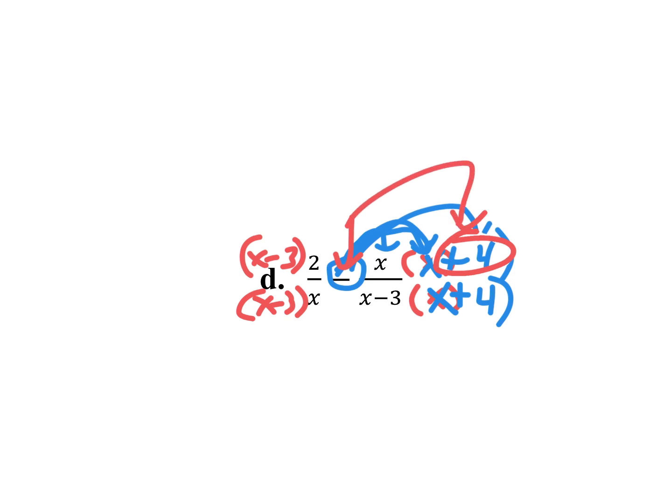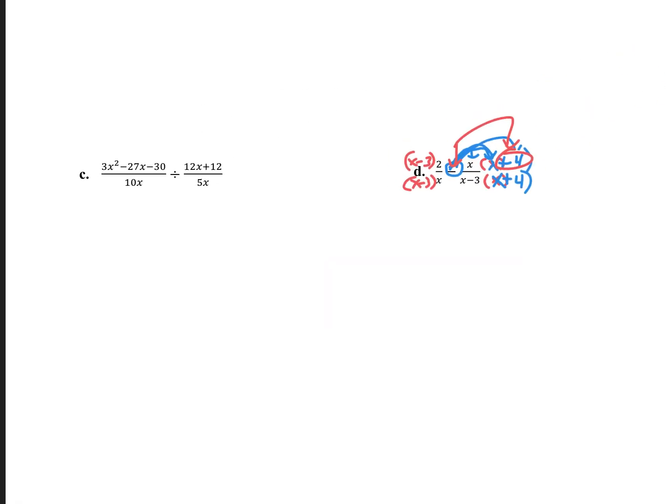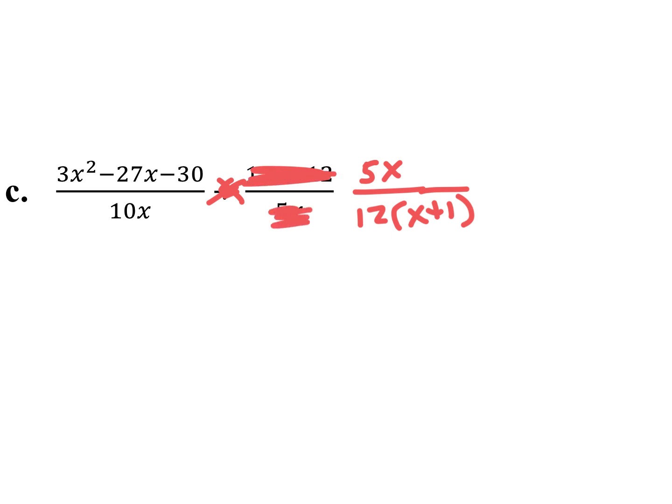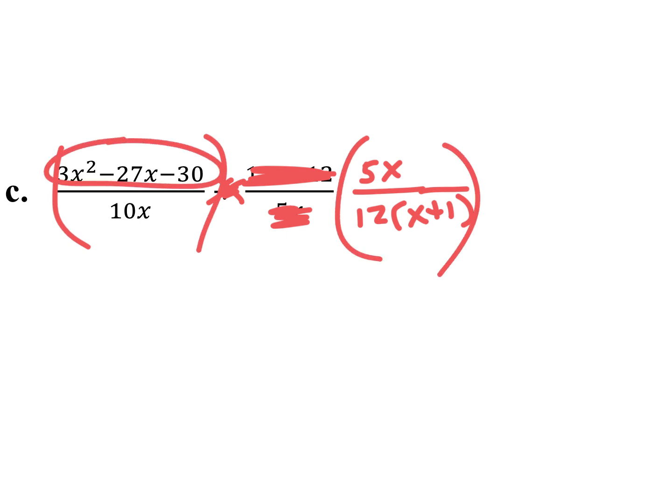All right, of course, if you're dividing two fractions, you change this to a multiply, and then you flip it over. The 5x goes on the top, and the 12x plus 12, I'm smart enough to know that's going to factor. And now this that was on the top is now on the bottom, and the thing that was on the bottom is now on the top. And now I can multiply them. Then you factor this part. All of these are already factored.